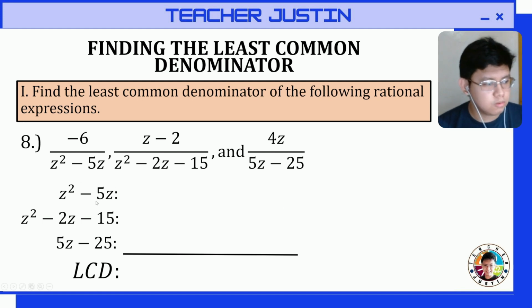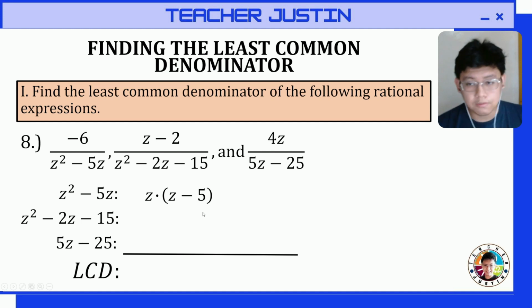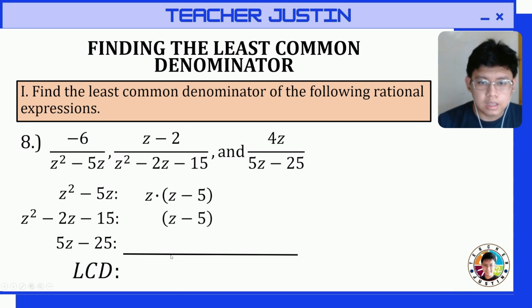So first polynomial muna tayo na z squared minus 5z. So, we can factor this using common monomial factoring kasi meron silang common factor na z. Tapos, yung other factor niya is z minus 5. Now, punta naman tayo kay z squared minus 2z minus 15. So, we can factor this using quadratic trinomial case number 1. So, yung factors niya will be z minus 5 and z plus 3.